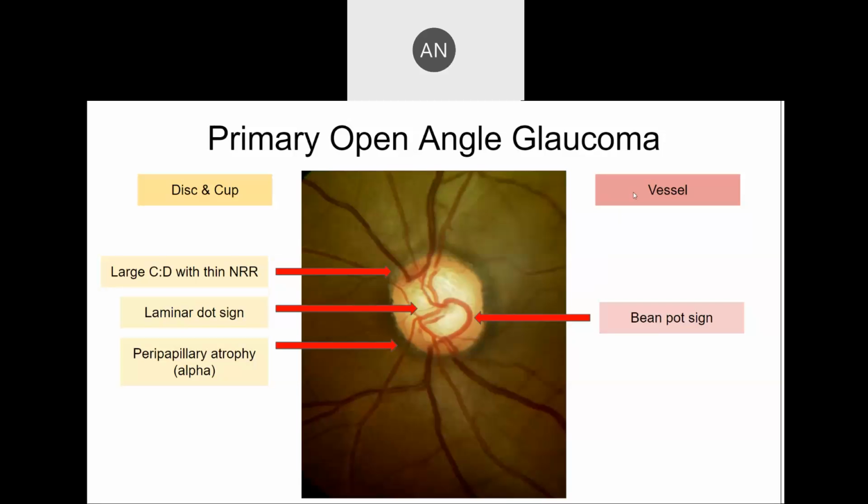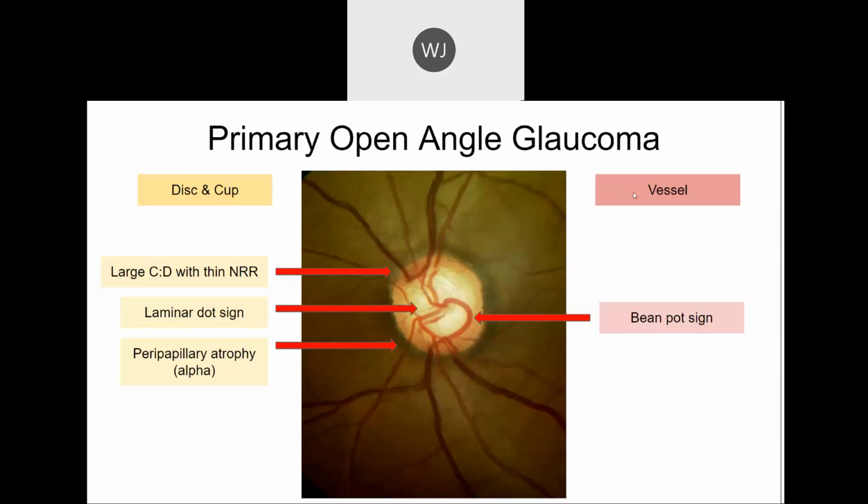Glaucoma. So basically, primary open-angle glaucoma, the pathophysiology is still unknown. And from fundoscopy, we can see two main findings. The first thing we need to highlight is the disc and also the cup. And the second thing is on the vessel. So this is one of the photos of primary open-angle glaucoma and a few findings of it.